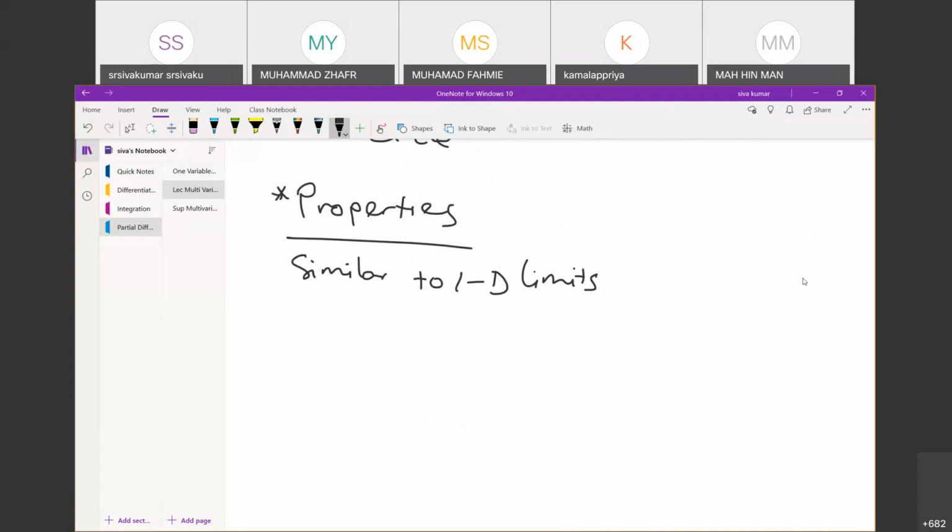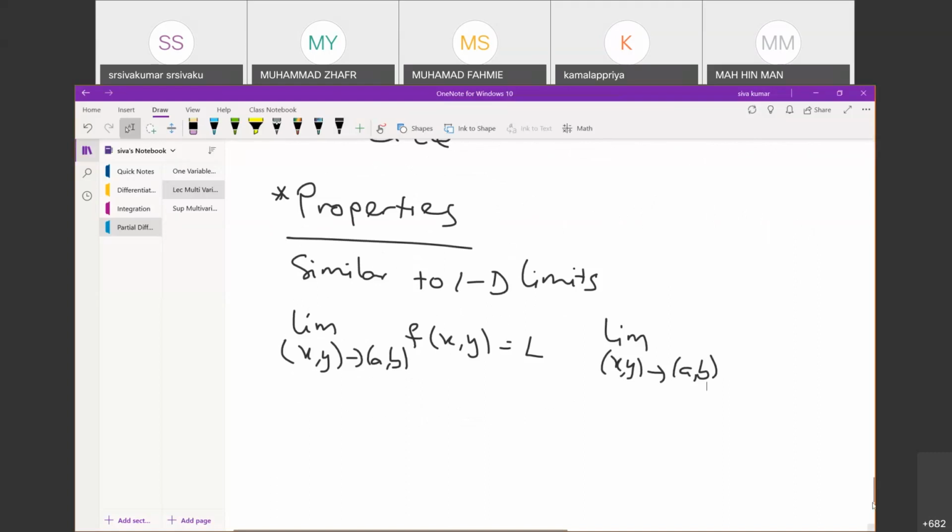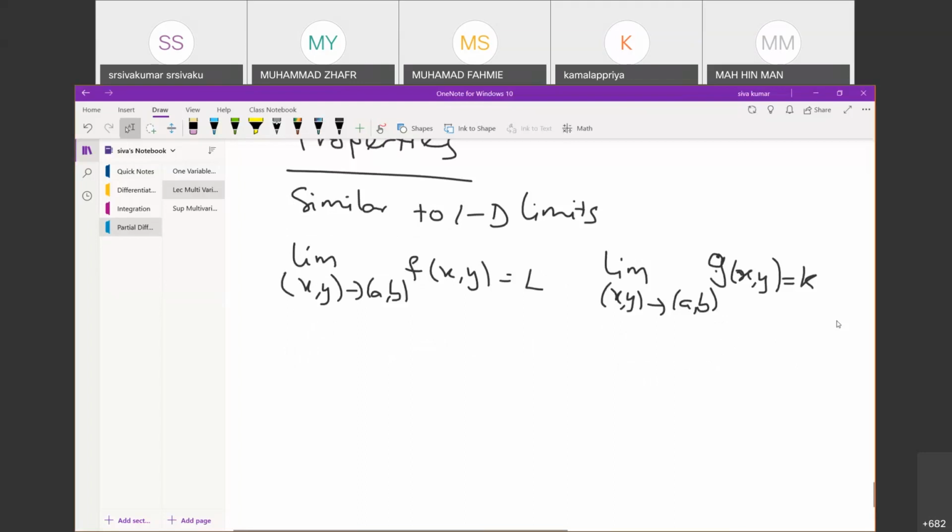For example, I just show you limit, (x,y) approaching (a,b), f(x,y) equals L, let's say, and limit (x,y) approaching (a,b), sorry, not f, g(x,y) equals K. Now, in this case, what are the properties?